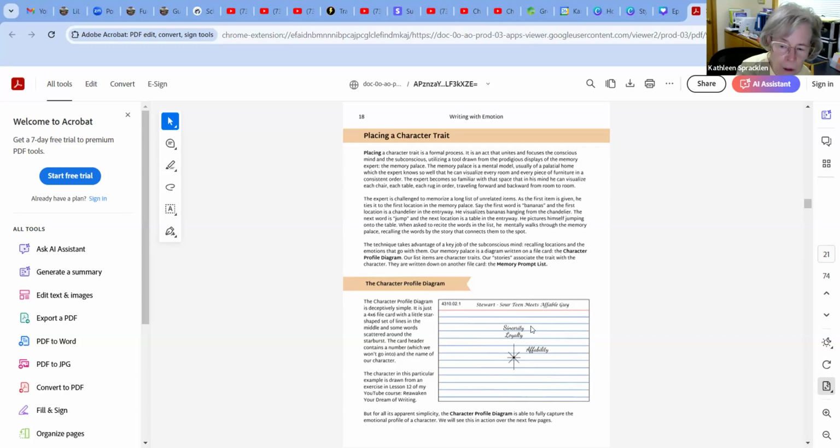Up top in pinnacle traits, you can see our poor guy, Stuart, starts out with sincerity and loyalty, both being in the category of, huh, what, who? And even affability is just in the, maybe he might be affable some of the time. Poor guy, he's got a tough life. So that's a look at a character profile diagram, and that provides a quick way of capturing the character traits that you have assigned to your character.